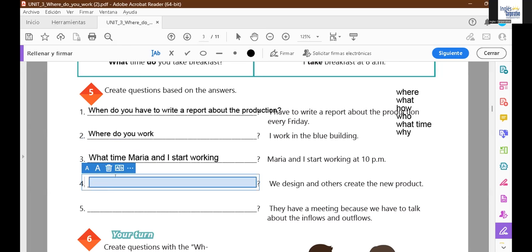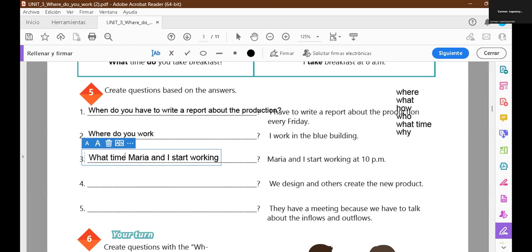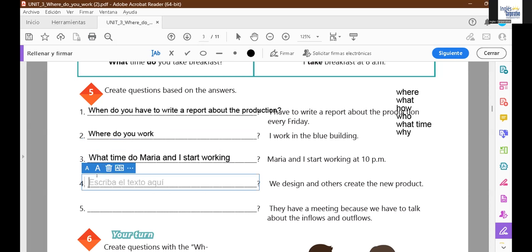How about four? Question four. So let's not forget the auxiliary. What time? We design and others create a new product. Who designs? What do you do? What do you do? Okay, we design, others create the new product.